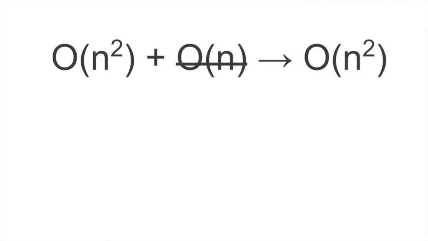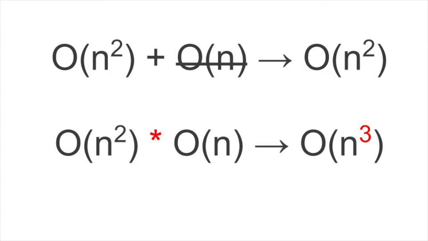This means that when you add two terms with big O, the larger term is the only one that matters, and you can drop everything else. O of n squared plus O of n is just O of n squared. However, we can't do this when we multiply. If you have O of n squared times O of n, n squared times n is n cubed, so the new function is O of n cubed.